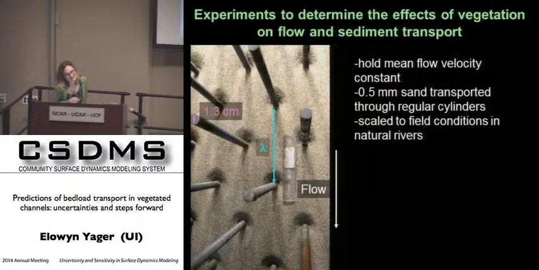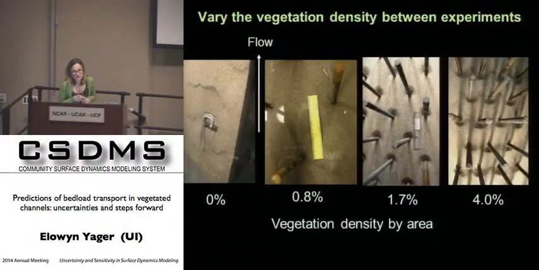So in these experiments, we hold the mean flow velocity constant between runs. So we're forcing that mean flow velocity to be constant by adjusting the channel slope and discharge. And then we're transporting uniform 0.5 millimeter sand through these arrays. And we scale this using Reynolds and Froude numbers to natural conditions. And in between experiments, we vary the vegetation density by area, from an experiment with no vegetation, so just a plain sand bed, to 4% vegetation, which is a pretty dense array. And for each of these different vegetation densities by area, we had a range of flow velocities.